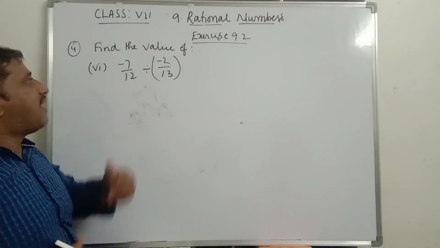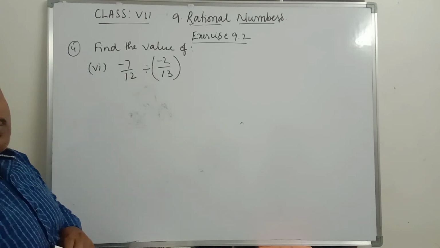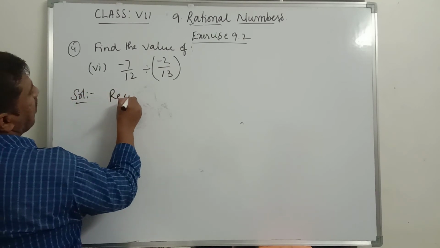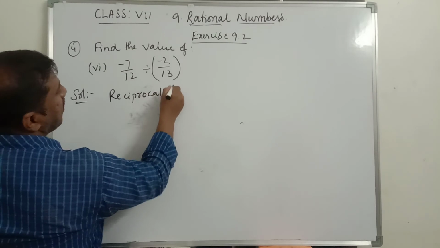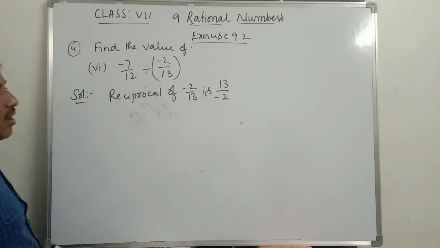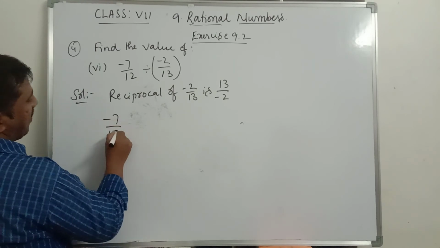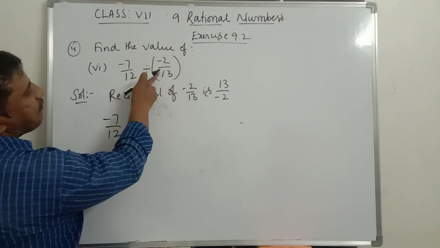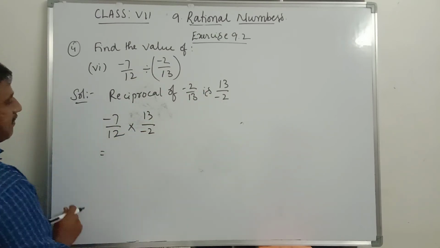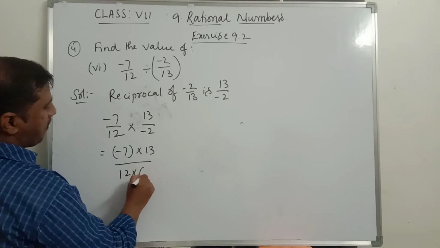Now, fourth bit, find the value of the sixth question: minus 7 by 12 divided by minus 2 by 13. The multiplicative inverse or reciprocal of minus 2 by 13 is 13 divided by minus 2, or minus 13 by 2 also we can write. Therefore, minus 7 by 12 is multiplied with the reciprocal of minus 2 by 13, which is 13 divided by minus 2. Now multiply minus 7 into 13 divided by 12 into minus 2.